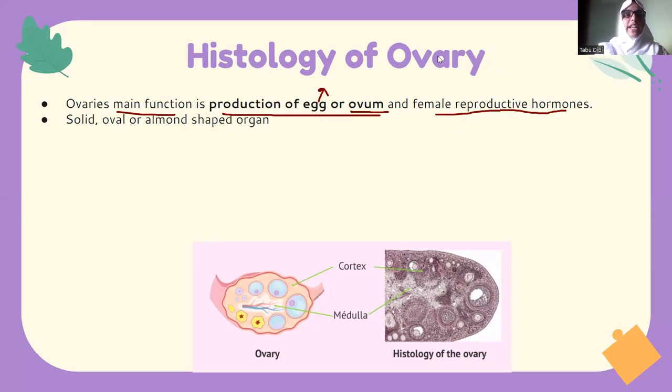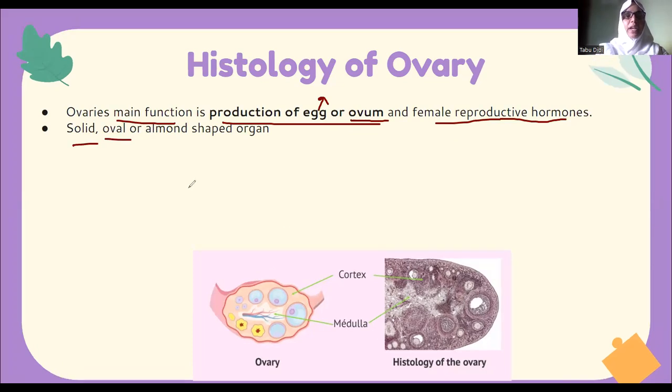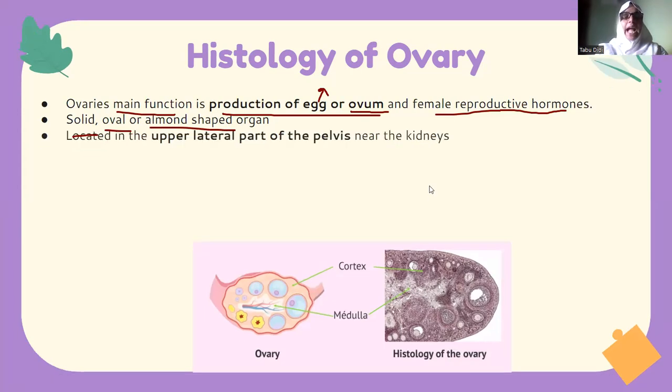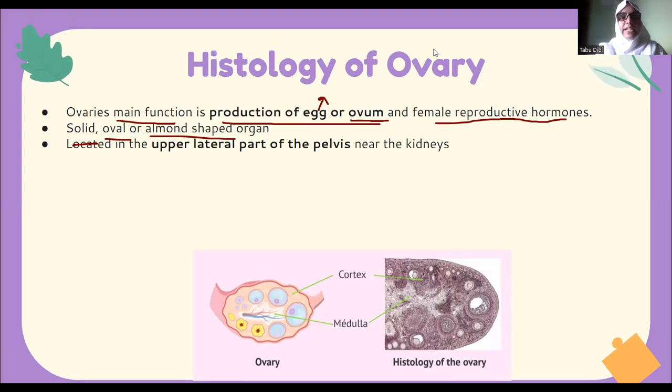Some of the female reproductive hormones. So this ovary is solid. It is oval in shape, egg shaped or almond shaped organ. We are specifically discussing the ovary. And where is it located? It is located in the upper lateral part of the pelvis near the kidneys. So the whole reproductive system is backed by the kidneys, and this is in the upper pelvic region.